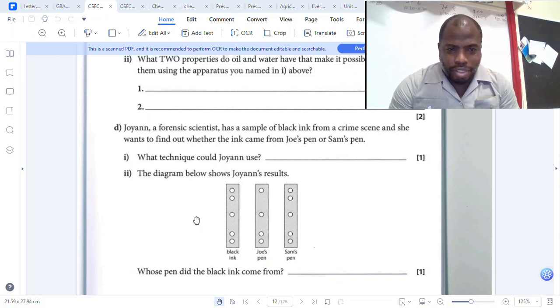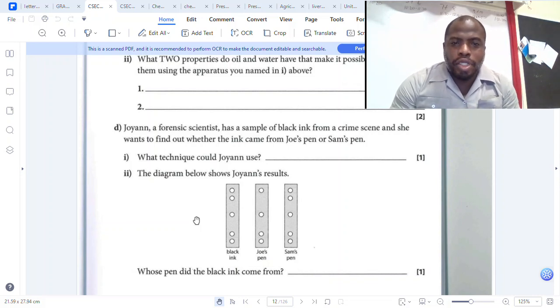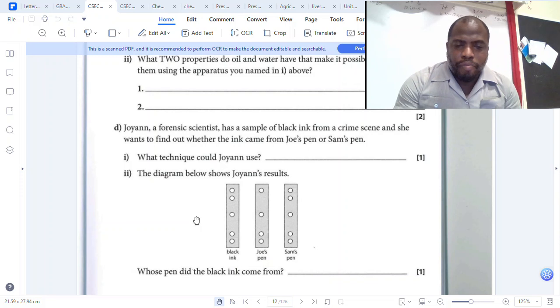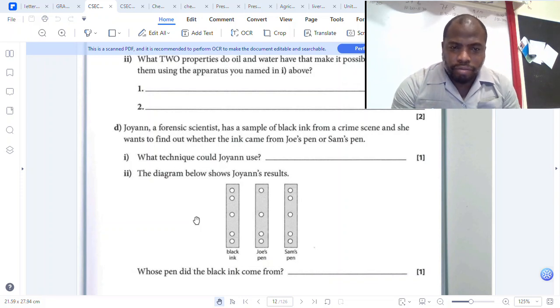So what technique would dry ink use? So she could use the concept of paper chromatography. And the diagram below shows Joanne's result when she did the concept. So this is the black pen that she found. This is Joe's pen and this is Sam's pen.